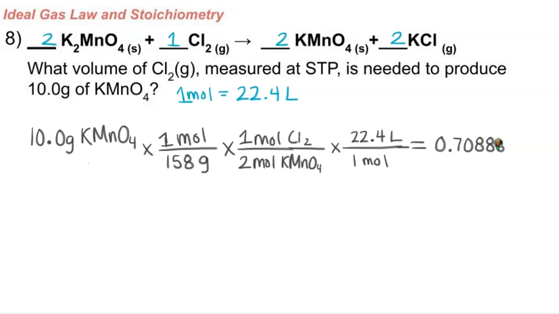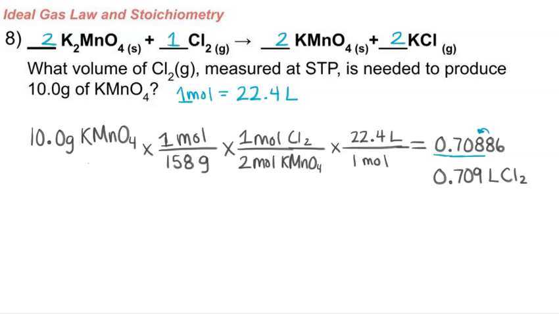0.70886. And we are going to need to round to 3 significant figures. Remember, the leading 0 is not significant, so we still get to count 1, 2, 3. And then this 8 is going to cause the other 8 to round up to a 9. So our final answer should be 0.709. And this is liters of Cl2.